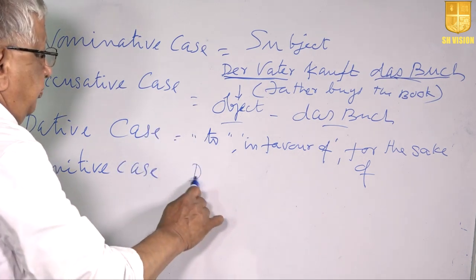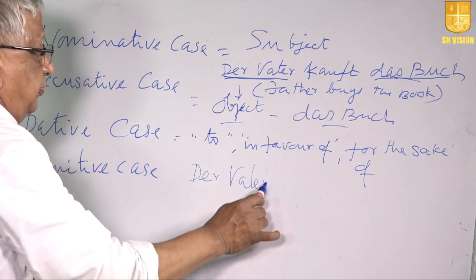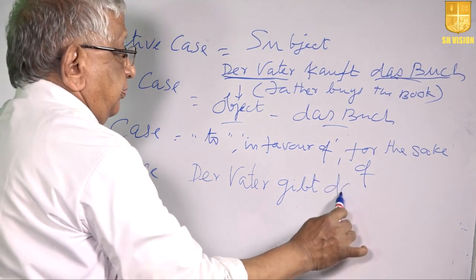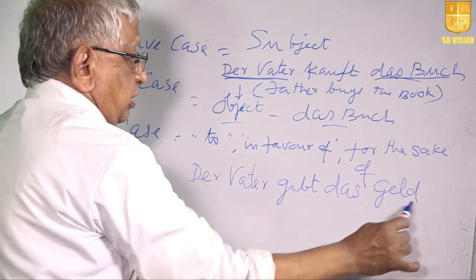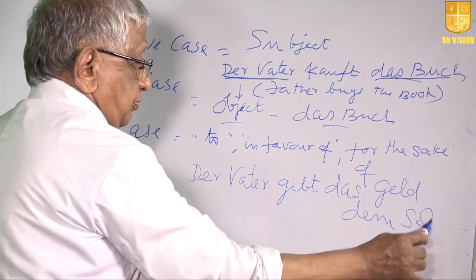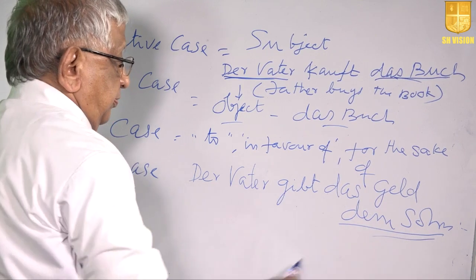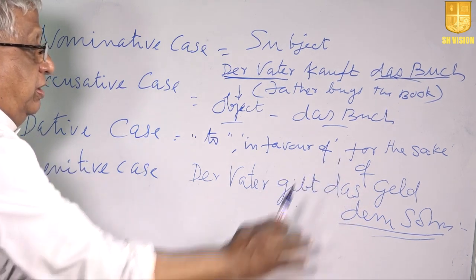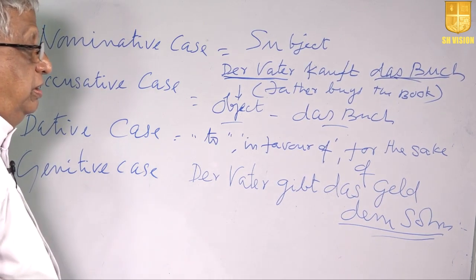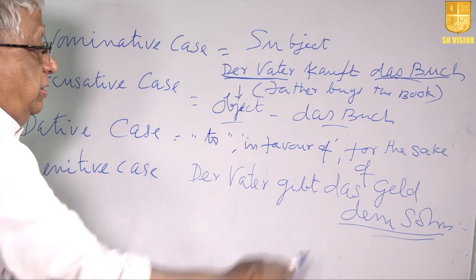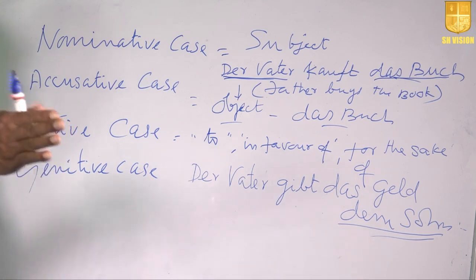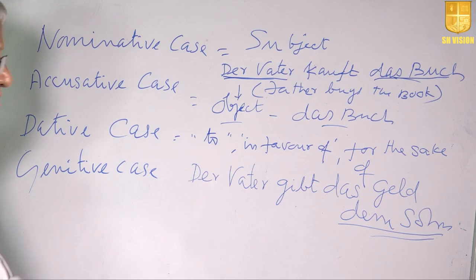For example, der Vater gibt das Geld dem Sohn. So this is dative case. Vater gibt das Geld dem Sohn. Or das is not necessary actually. Der Vater gibt Geld dem Sohn. Dem Sohn, so that is dative. What is the meaning? Father gives money. Geld is money. Money to the son. The father gives money to the son. To the son, so that is dative case. So dem is dative case.